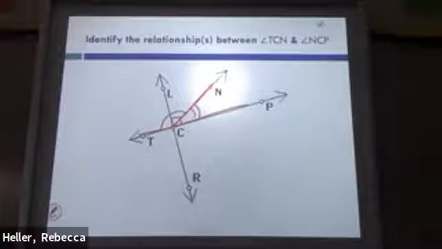So what's the relationship or relationships between those two? I want to know the relationship between the two angles. You can look at them together as a pair. How do they relate to one another? Two that I highlighted in red.